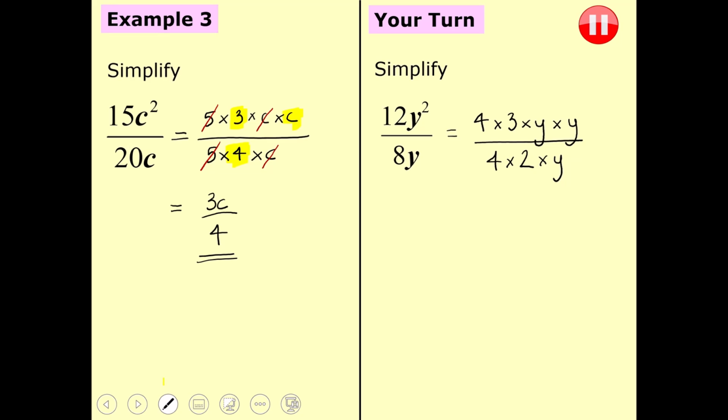Now we can go ahead and cancel our common factors. So we've got a 4 on the top, and we do have another 4 on the bottom, and we've got a y on the top and a y on the bottom, which means we will now be left with 3y on the top and a 2 on the bottom. So our final answer, you should have 3y over 2. So well done if you've got that.